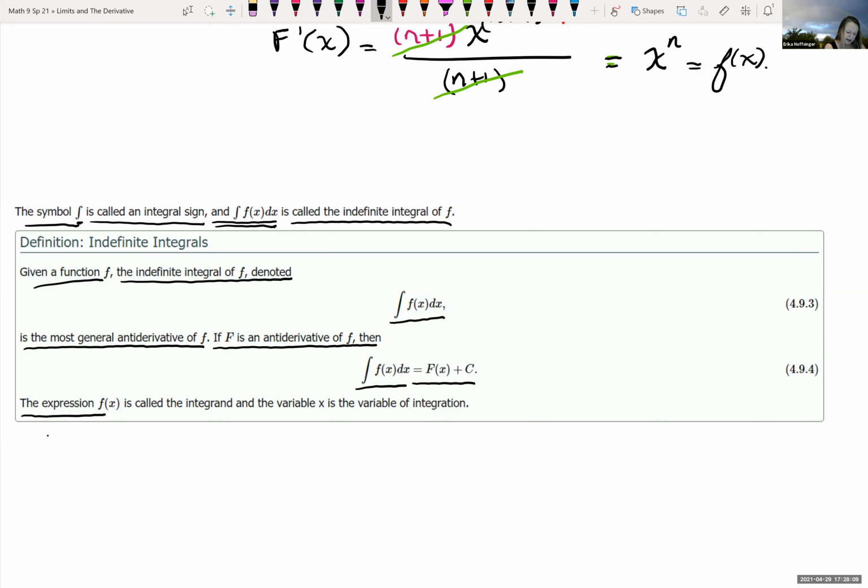The expression f of x is called our integrand. And the variable x is the variable of integration. So this dx tells us what we're integrating with respect to. So if I saw a dt there, that would be telling me I'm taking the antiderivative with respect to t.